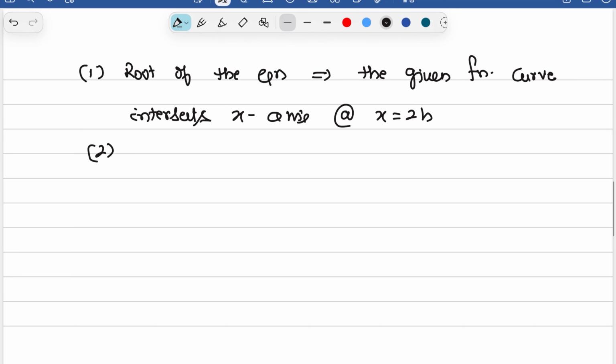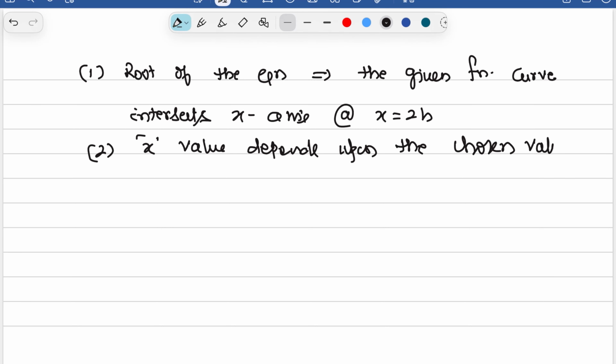Second interpretation is the root value depends upon the chosen value of b. That means this particular plot will not have a single root. It will have multiple roots and the value of the root will be depending upon the value of the b chosen.